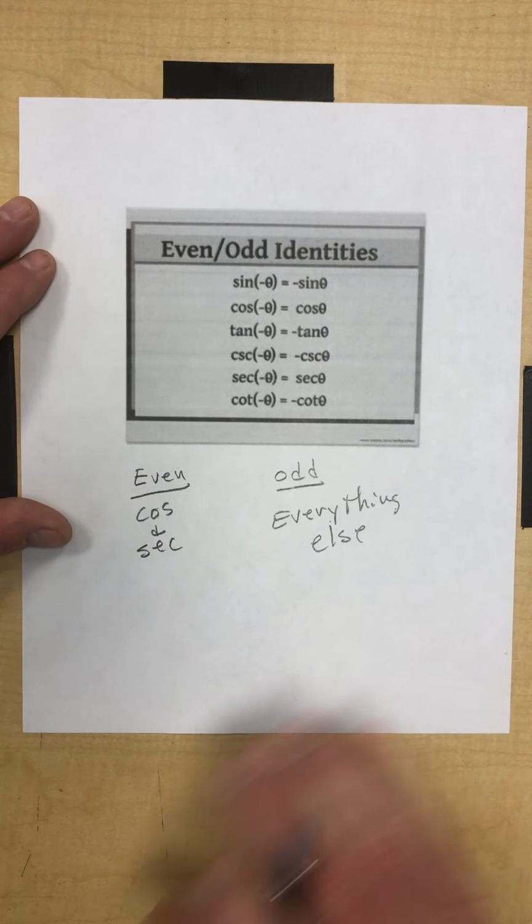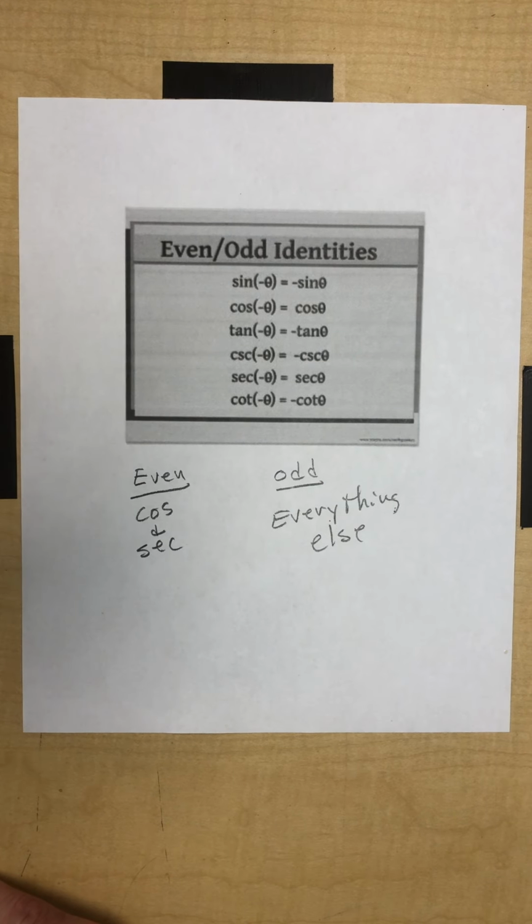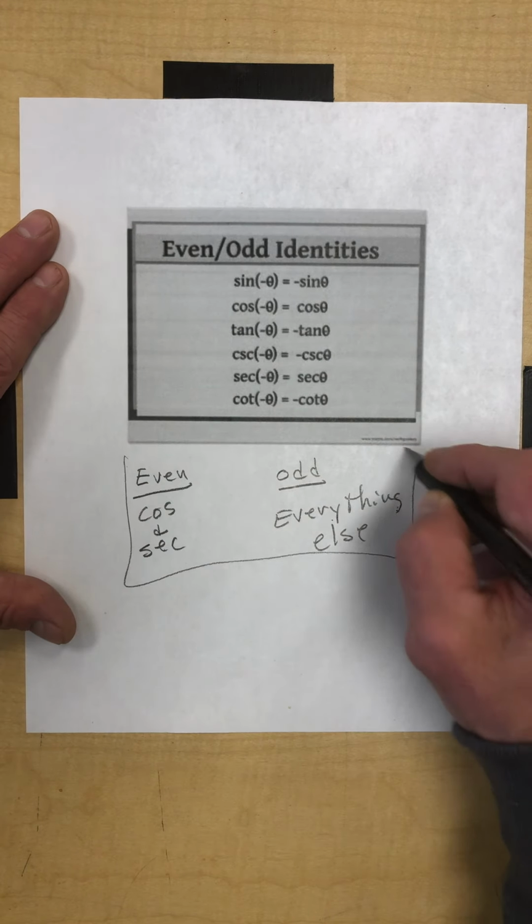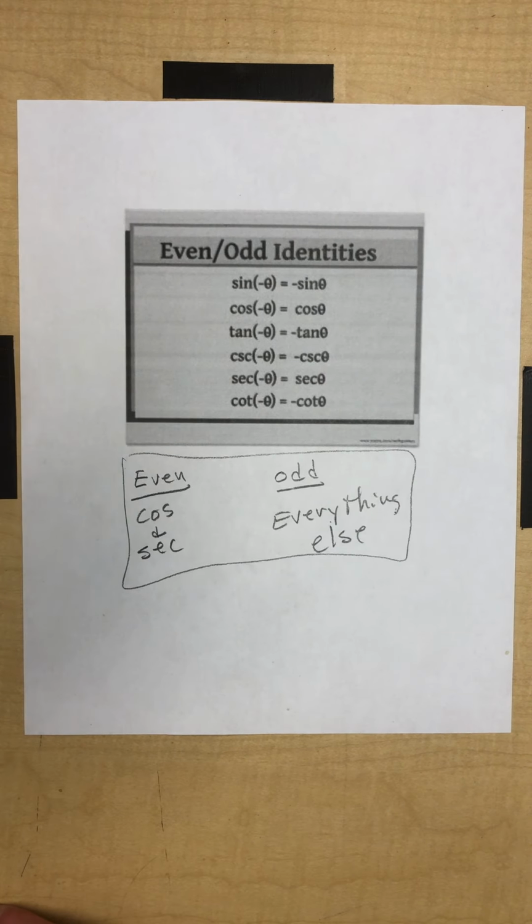I know that's how I remember. All I do is remember cosine is the only even function, therefore its reciprocal is even, everything else is odd. To me this is the easiest way to remember things. So you might want to make a little note there on that.